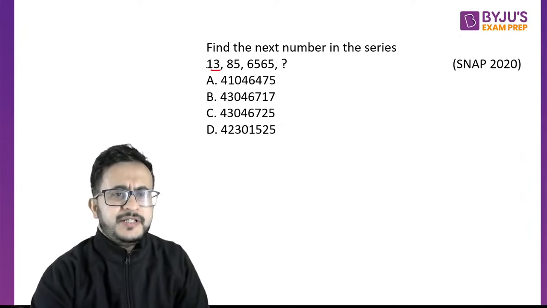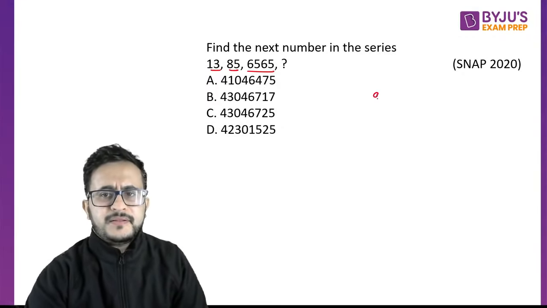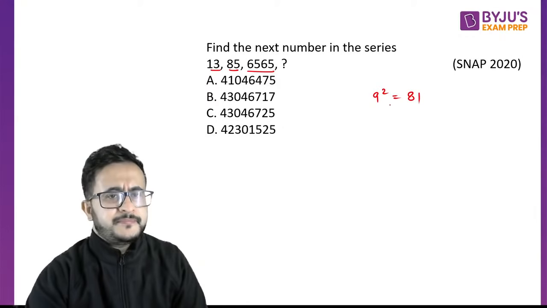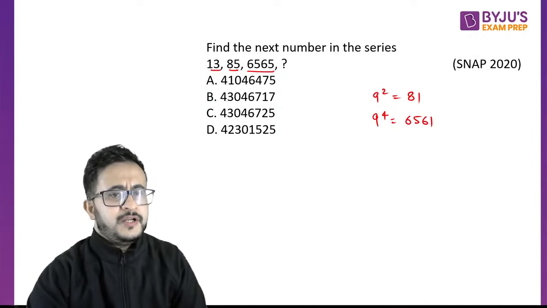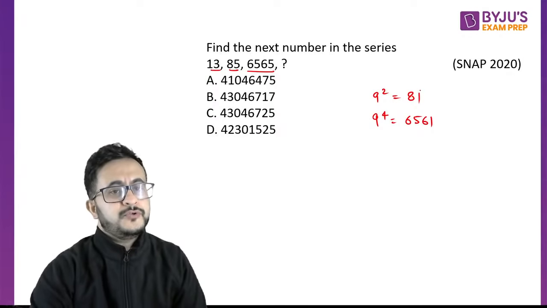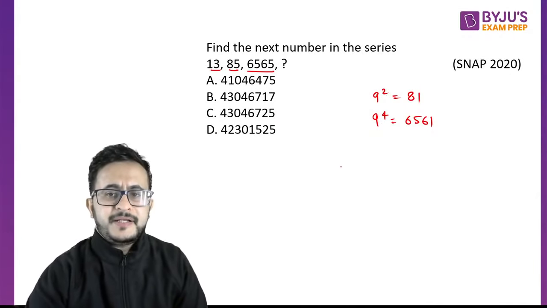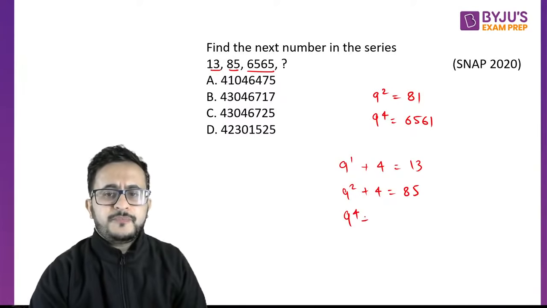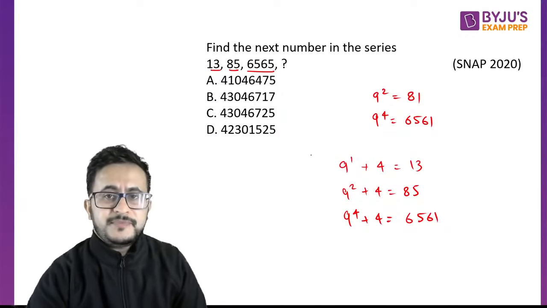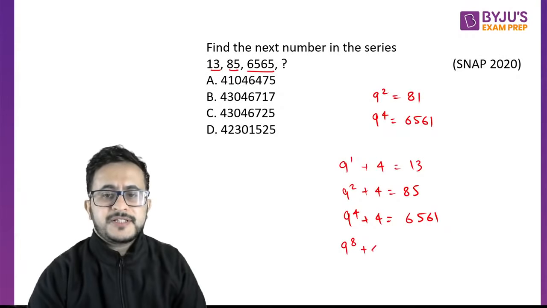Now, maybe 13 doesn't suggest anything, 85, if you see 6565, 9 square is 81, 9 raised to the power 4 is 6561. Now if you do not know this, you would not have been able to do this question. Okay, so basically the pattern is 9 raised to the power 1 plus 4, that is 13, 9 square plus 4 is 85, 9 to the power 4 plus 4 is 6561 plus 4. Okay, the next term should have been 9 raised to the power 8 plus 4.